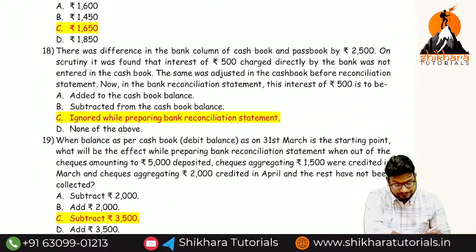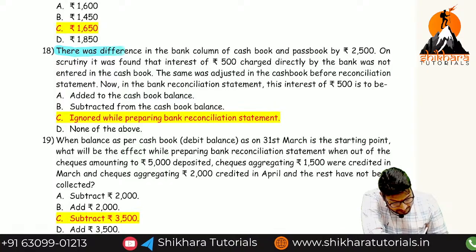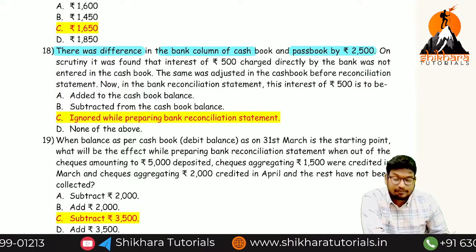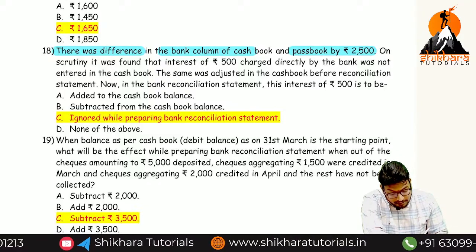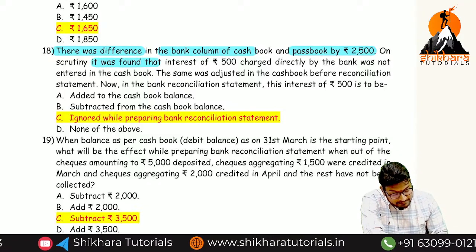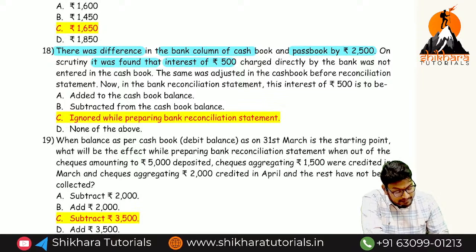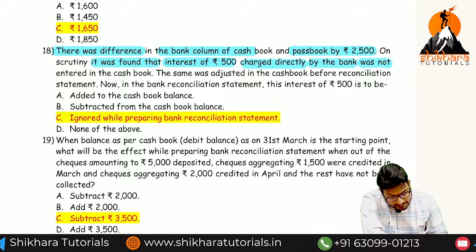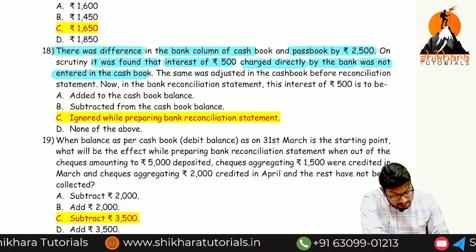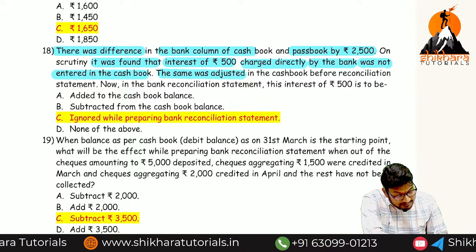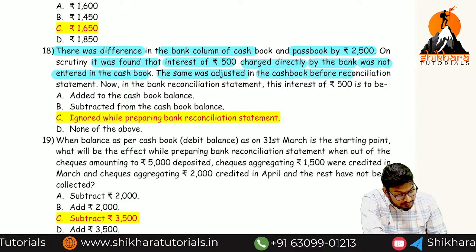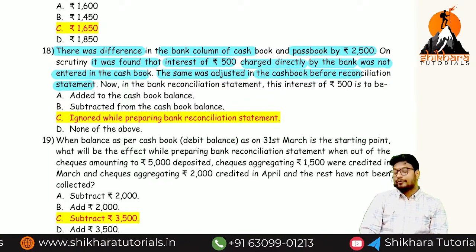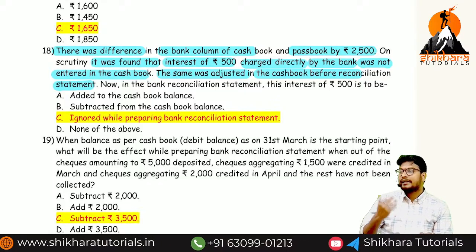Next one now. There is a difference in the bank column of the cash book and the passbook by rupees how much? 2500. On scrutiny it was found that interest of rupees 500 charged directly by a bank was not entered in the cash book. The sum was adjusted in the cash book before reconciliation statement. That means we have prepared the amended cash book before the BRS.